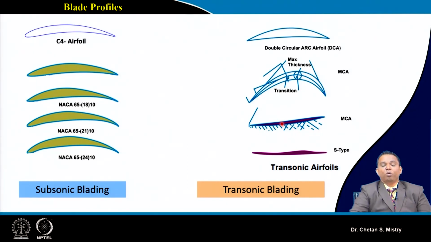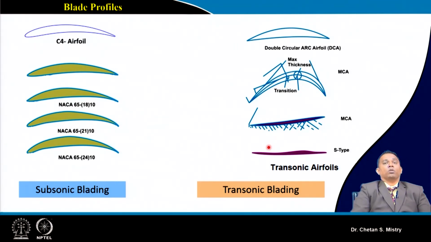Okay. Now this is with a special requirement. Day by day, the inlet Mach number or entry Mach number is going to increase. These days people are talking about entry Mach numbers in the range of 1.6, 1.8. So this is a special kind of aerofoil that has been developed, which is named the S-type aerofoil. All of these are the aerofoils being developed in order to meet the requirement.